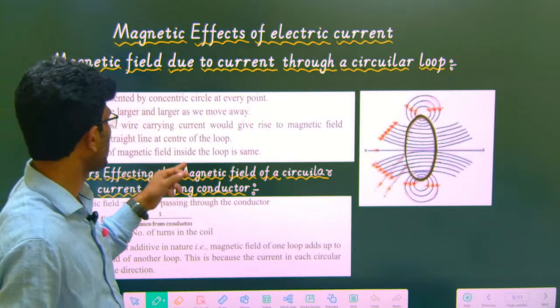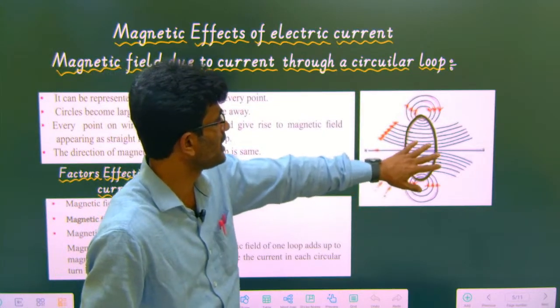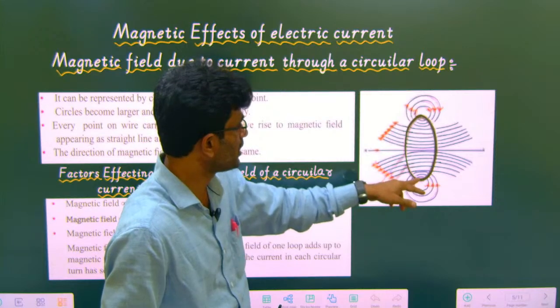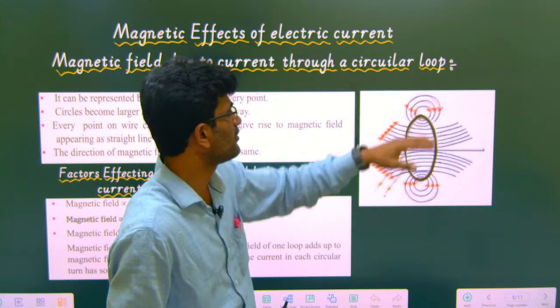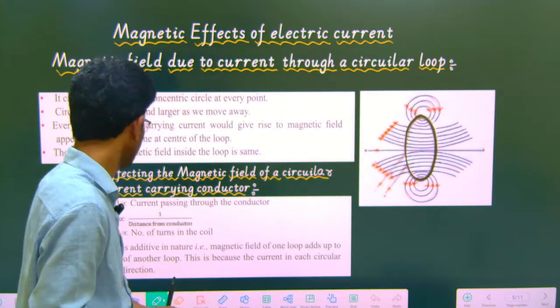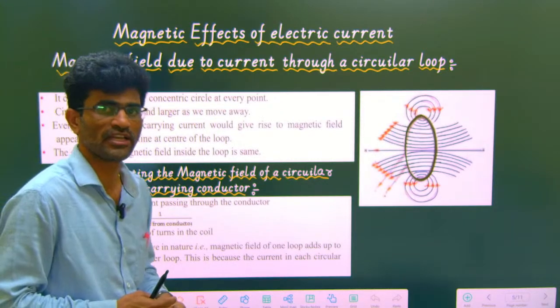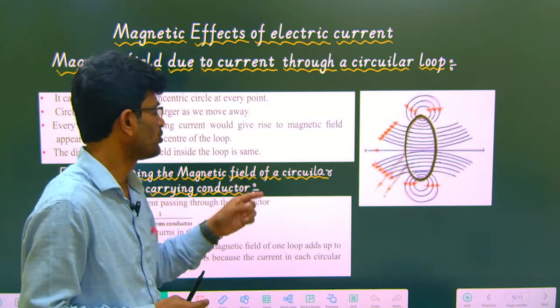The direction of the magnetic field inside the loop is the same. Here inside the loop, magnetic field lines direction will be the same, but at the center what happens? Again it follows the right hand thumb rule. What factors affect the magnetic field due to a circular loop?